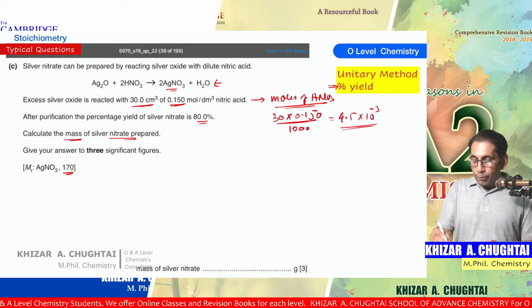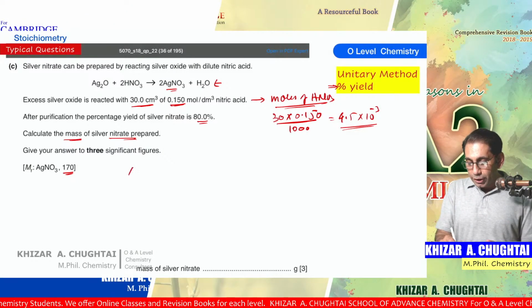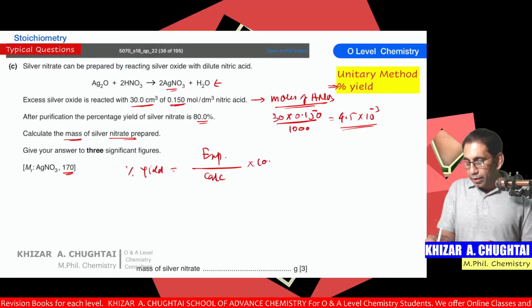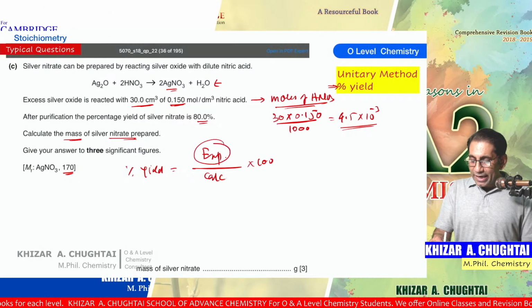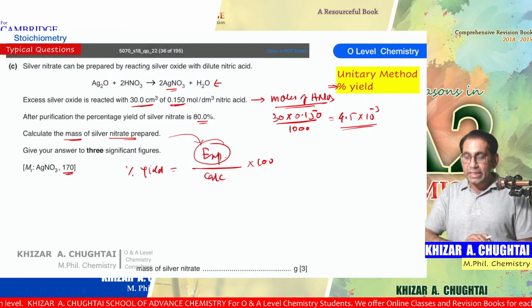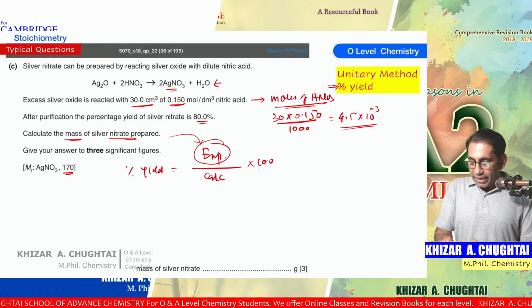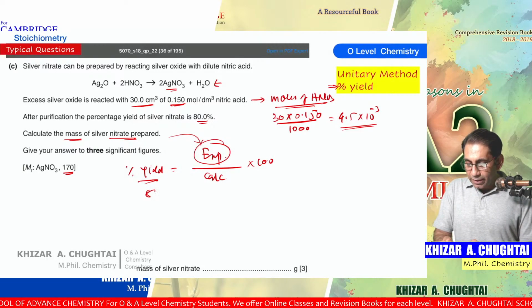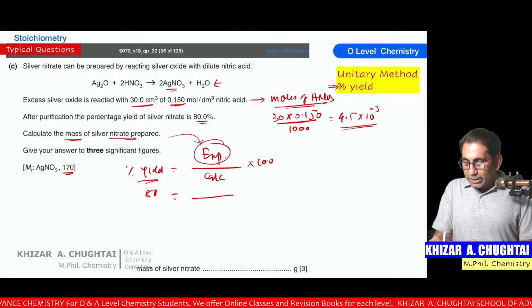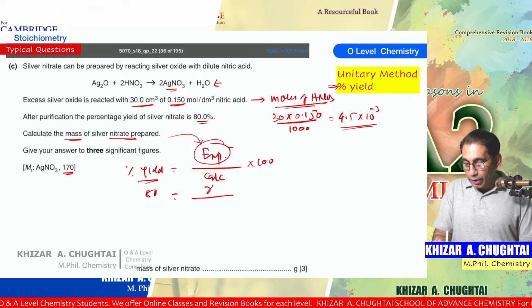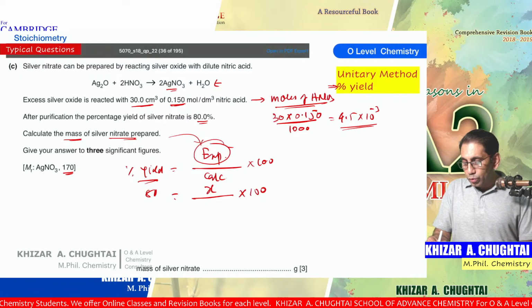Once again, I'm going to apply the percentage yield formula. Percentage yield is equal to experimental value divided by calculated value into 100. In this case, once again, he is asking to find the answer of this experimental yield that can be synthesized in this experiment. Percentage yield is given, its answer is 80%. And this experimental yield is finally to be found. So I'm going to write X over here into 100.